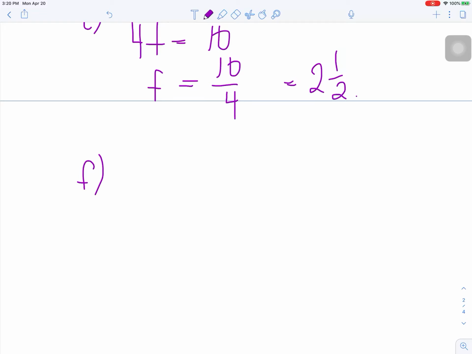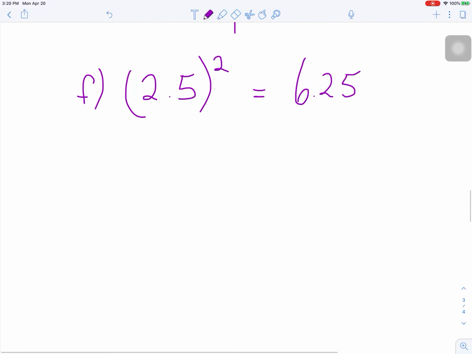Okay, F. The area of the larger rectangle is how many times the area of the smaller rectangle? Remember we talked about that. It will be 2.5 times squared, which equals 6.25. G.